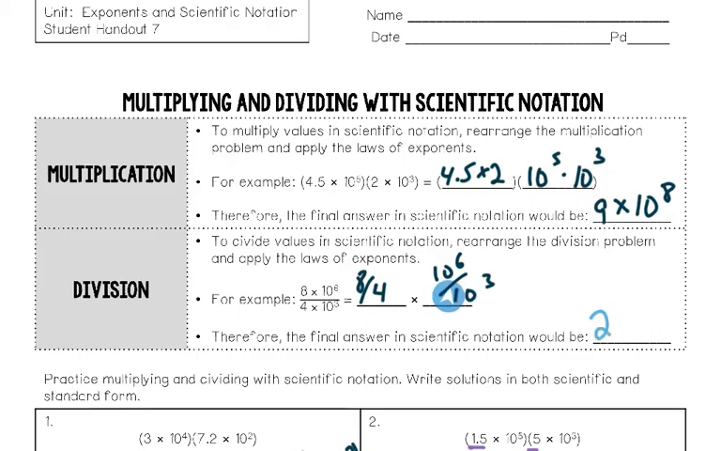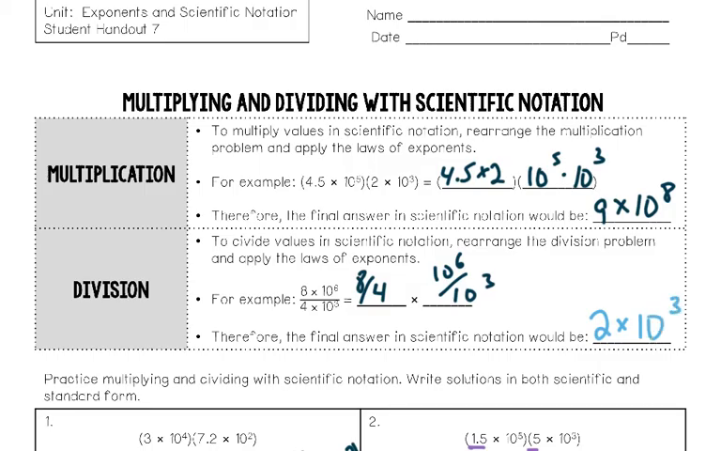And you know that if two numbers are being divided, and they have the same base, you can subtract the exponents. So the same base here, the base 10, is being divided. You can subtract the number of their exponents. So 6 minus 3 is 3. So your final answer is 2 times 10 to the 3rd power.